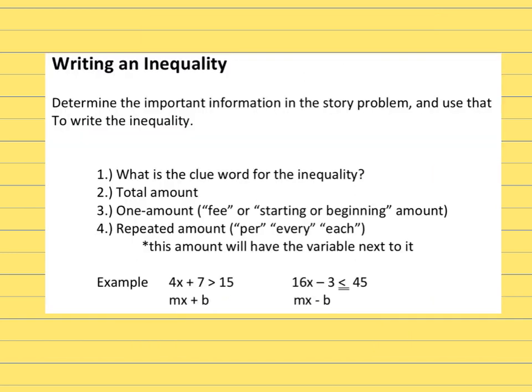So, writing our inequality from a story problem. Just like a regular equation, what we're looking for is a number that gets repeated often. Some clue words for a number that gets repeated often sometimes are per, every, or each. And then we also have a constant number that occurs only one time. Sometimes it is addition, but sometimes it's subtraction. And some clue words for that might be it's a fee, it's a starting amount, it's a balance, something that only occurs once. And then we're also going to look for that clue word to know if it's going to be less than, greater than, instead of equal to.